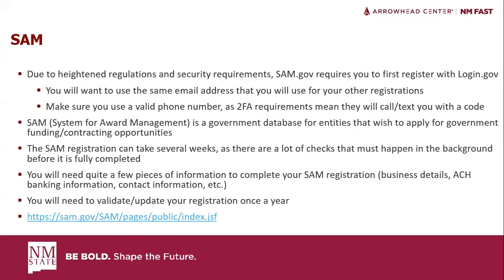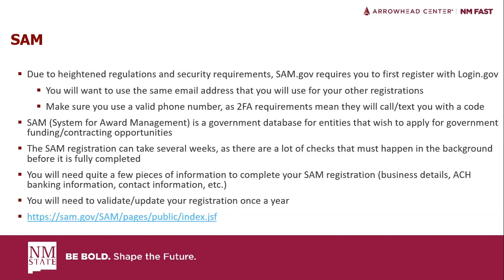The first registration that is going to be super important to get started on is going to be your SAM registration, or System for Award Management. The System for Award Management is a government database for entities that wish to apply for government contracting or funding opportunities. This extends further than SBIR and STTR, but is also required for SBIR and STTR.